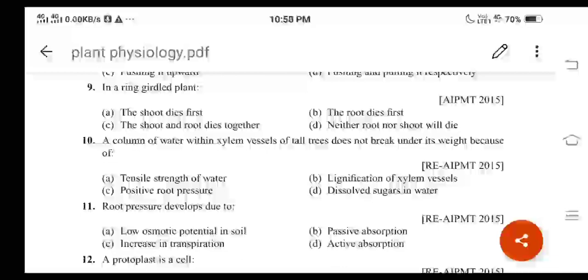Option A, tensile strength of water, then B, lignification of xylem vessels, then C, positive root pressure, then D is dissolved sugars in water, right? And for question number 10, option A is the correct answer, tensile strength of water. A column of water within xylem vessels of tall trees does not break under its weight because of the tensile strength of water. So option A is the correct answer, right?